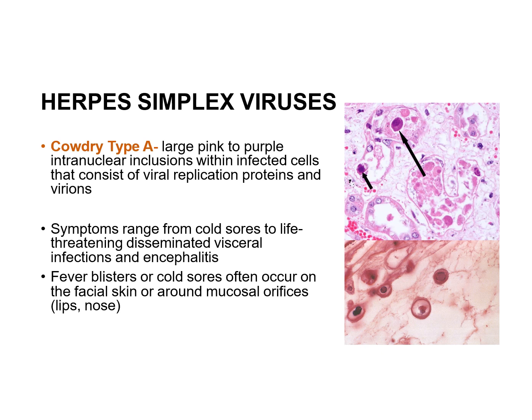A fun but useful bit of trivia: once you've seen a true Cowdry type A inclusion, you will never forget it. It's like recognizing someone who once borrowed money from you, instantly familiar and slightly irritating. Clinically, herpes infections range from annoying cold sores to disseminated visceral disease and encephalitis, especially in neonates and immunocompromised patients. In histology, seeing these inclusions should immediately trigger the thought: this is herpes, until proven otherwise.